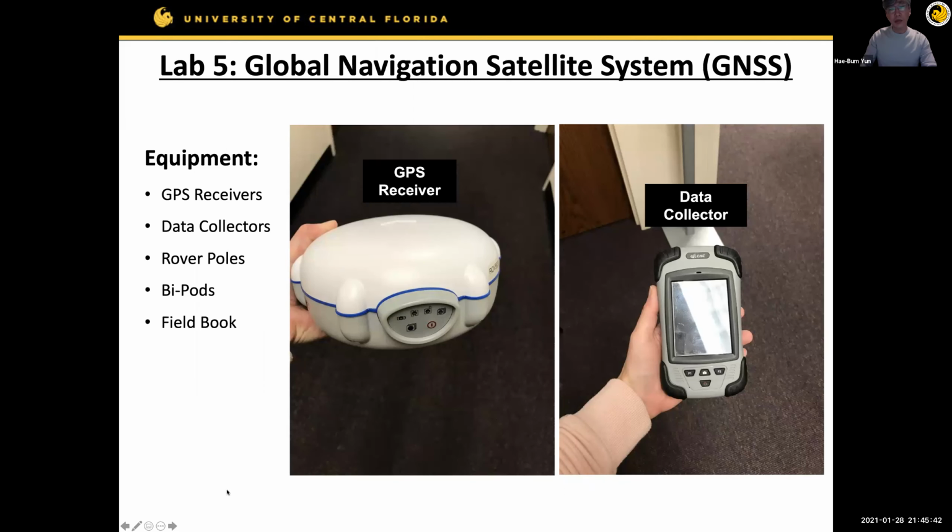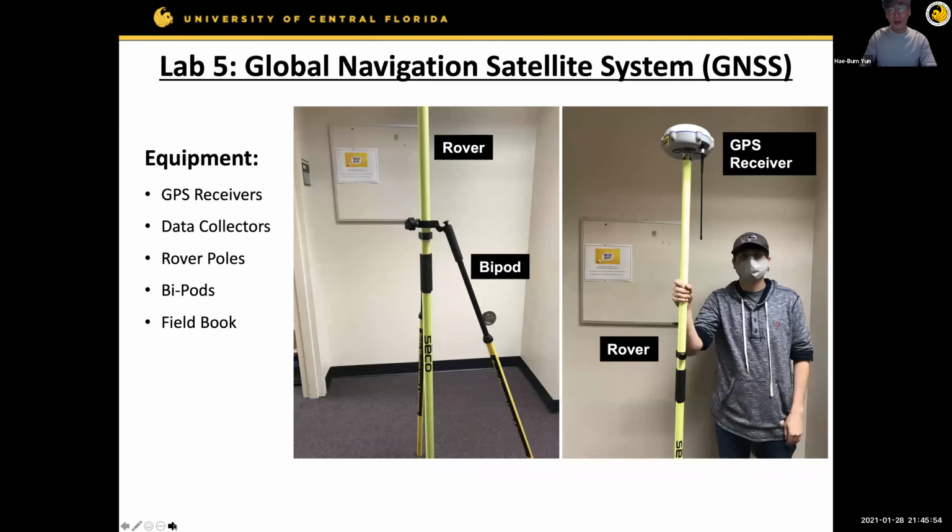To do that, we're going to use a GPS receiver, which is shown in the photo. Then we're going to use a data collector. And also we need the rover. The rover is connected to the GPS receiver. Sometimes someone can hold it, or by using the bipod, it will stand by itself.